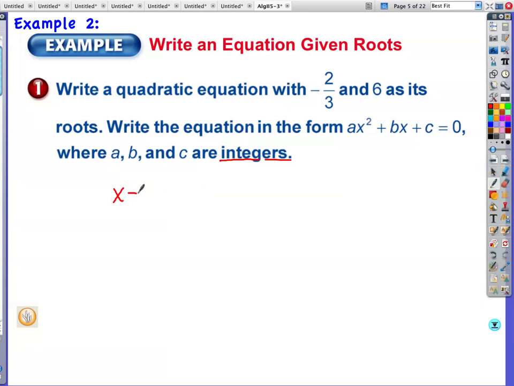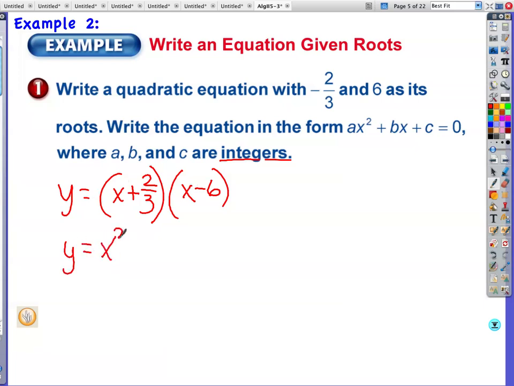We have x minus negative 2/3, so I put plus 2/3. And I have x minus 6. And I have to rewrite this in the form ax squared plus bx plus c. So I have y equals, FOIL, x squared minus 6x plus 2/3 x. What is 6 times 2/3? Let me do that off to the side. 6 times 2/3, take the top times the top, the bottom times the bottom. If you want, the bottom would be 1. That's 4. So I'm putting a 4 right there.